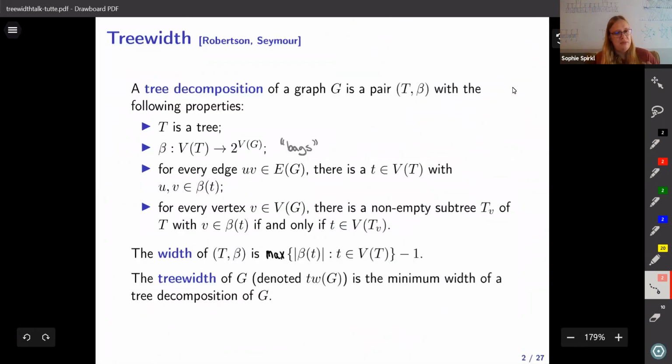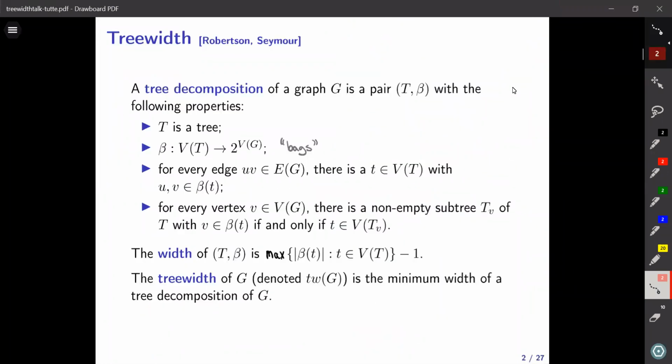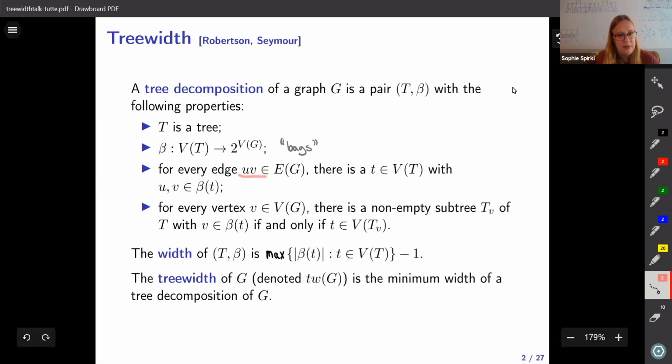And to show how this encapsulates the structure of a graph, there are two rules for how vertices must occur in bags. The first is that whenever you have an edge in the graph, there has to be a bag containing this edge. And the other is that whenever we have a vertex in the graph, then if you look at the tree and look at the bags that contain this vertex, this should be non-empty and it should be a subtree, so it should be connected, which means if you have a vertex in different bags, it also has to be in every bag on the path between them in the tree.